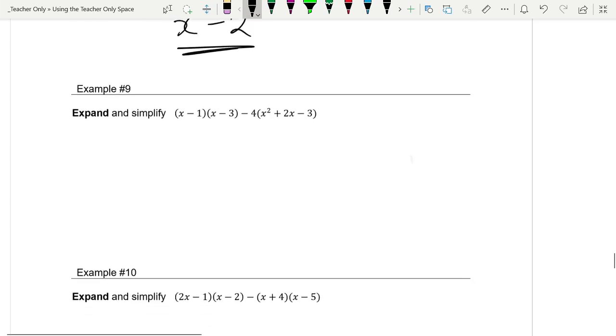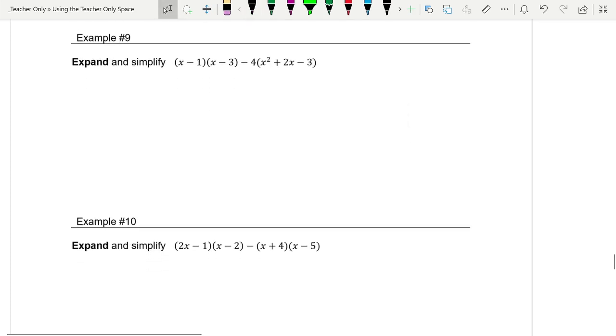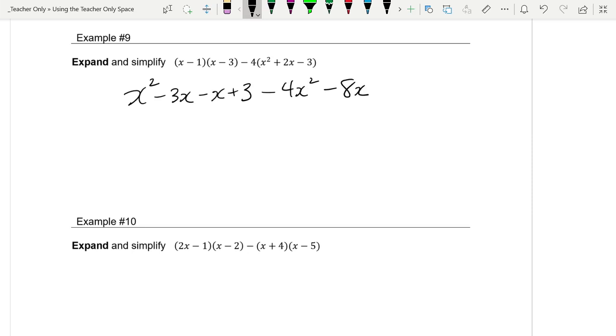Notice this one is kind of more work, but it's still the same basic idea. Okay, so let's roll through it. X times x, first times first, is x squared. Outside times outside is minus 3x. Inside times inside is minus x. Last times last is plus 3. Minus 4x squared minus 8x plus 12. And where did the plus come from? Make sure that makes sense to you.